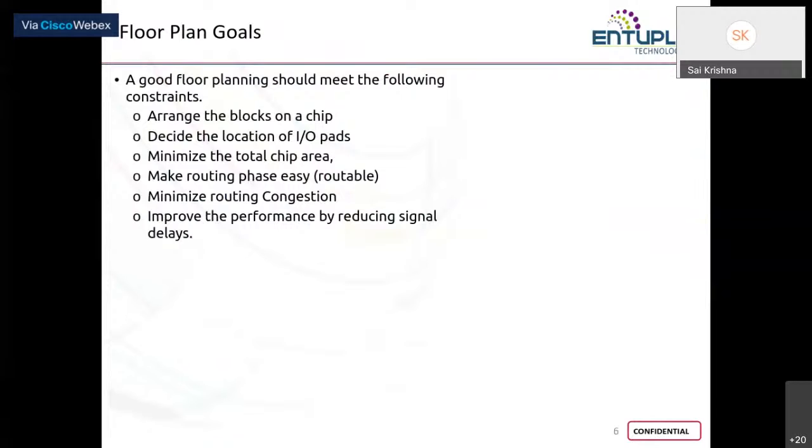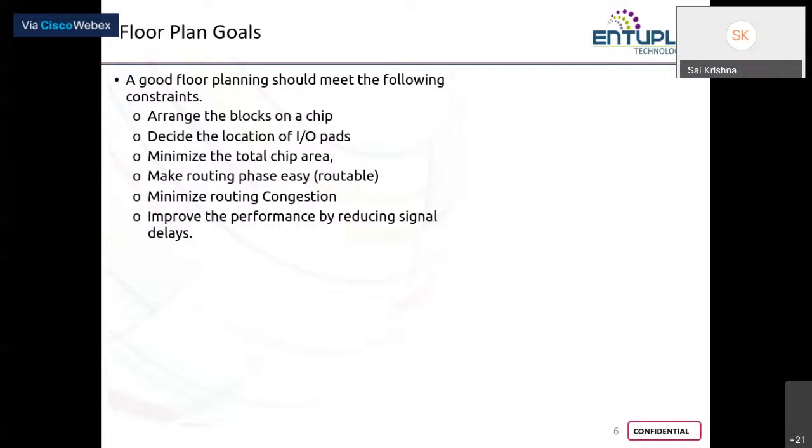So as I was telling, you do floor plan first to arrange the blocks on a chip, which are nothing but your macros, and then your IO pads, and then you also make sure you do not form any congestion between the cells. Congestions are nothing but too much accumulation of anything is congestion. So if any of your gates, your standard cells, are accumulated at a certain point, then that is called placement congestion. If too many wires are being accumulated at a single point, that is your routing congestion.